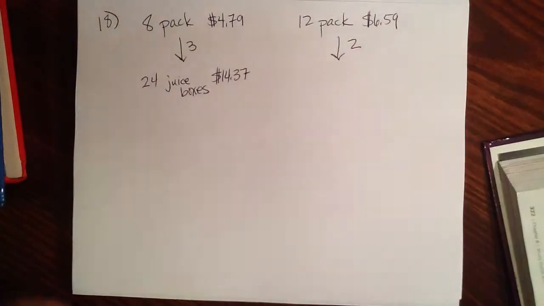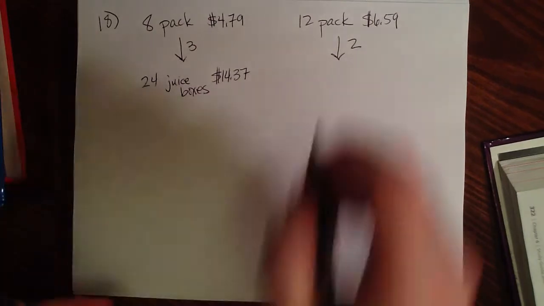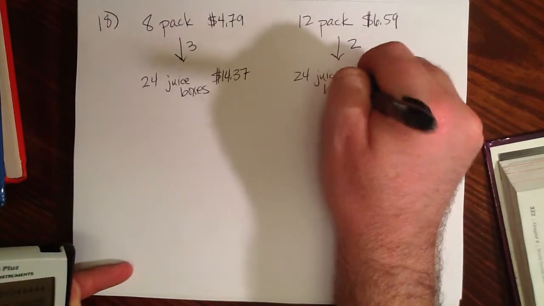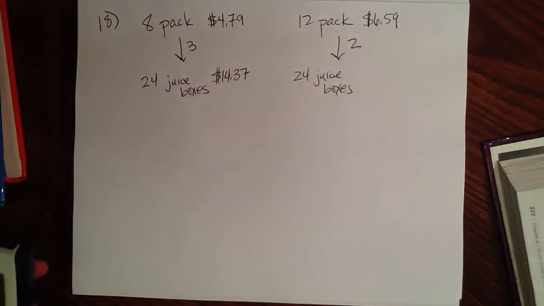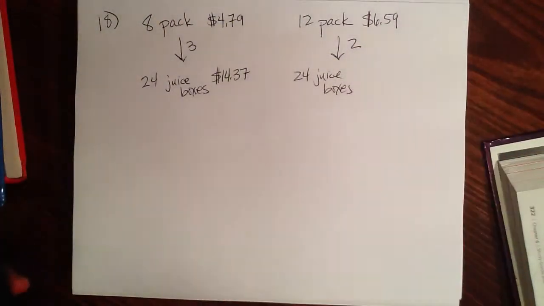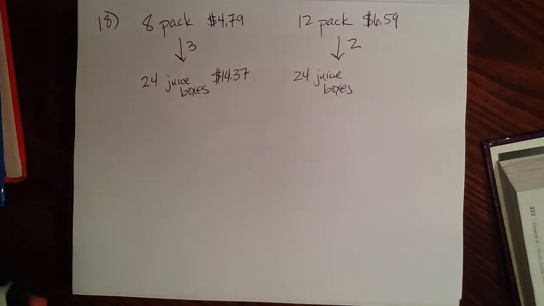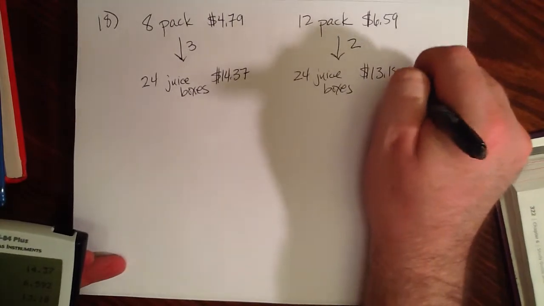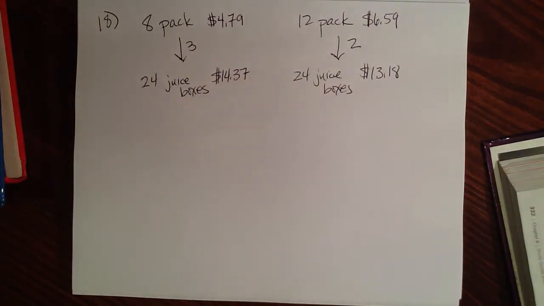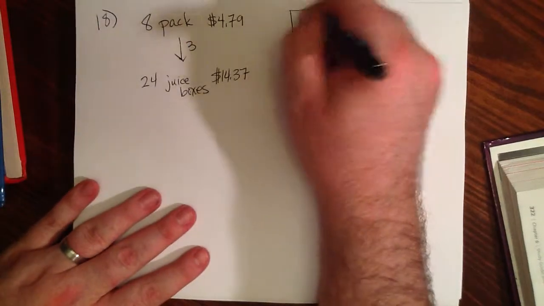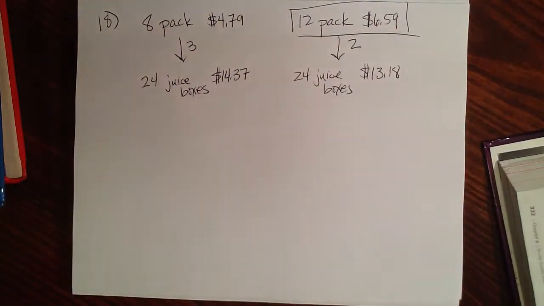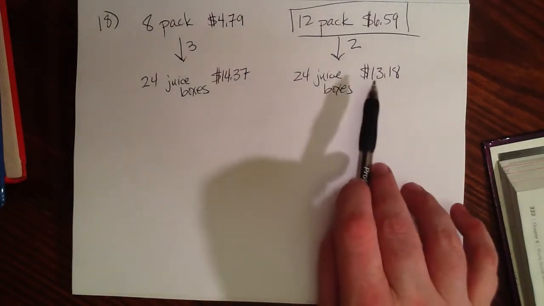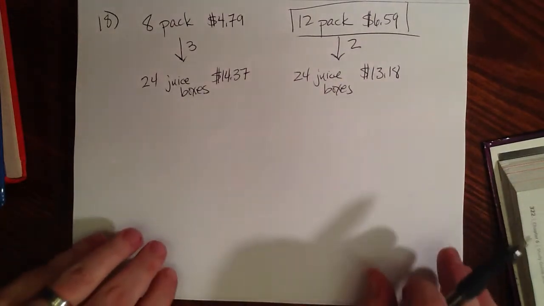Well, if you bought 2 12-packs, you would have 24 juice boxes. And that would be $6.59 times 2, which is $13.18. So you can see the 12-pack for $6.59 is a better deal because 24 juice boxes is cheaper buying 12 packs versus buying 8 packs.